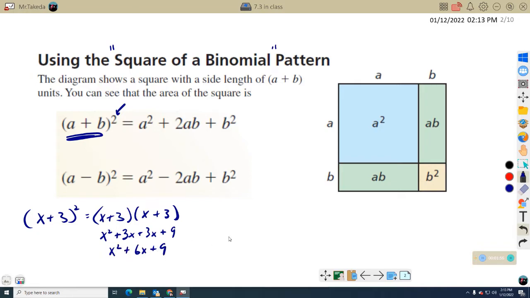What do I have here? This x squared is the first term squared. The 9 is the last term squared. The 6x is the result of 3 times x, 3x, times 2, because I have 2 of them. That's where this 2 comes in. Okay, so that's the pattern. And the only difference for a subtraction type of binomial is the middle term will be negative.